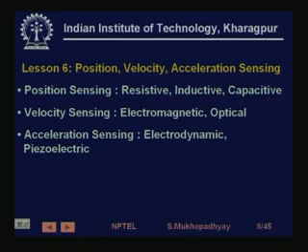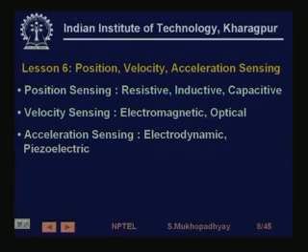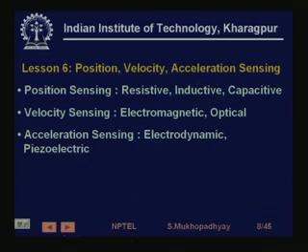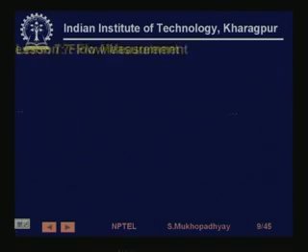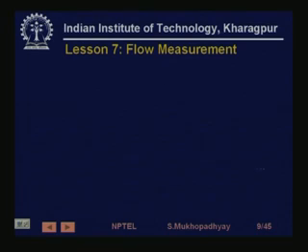Position and velocity sensing are very important for manufacturing, from the point of view of manufacturing accuracies. For example, speed control is actually a very important function. So, we talked about position sensing, various techniques, resistive, inductive, capacitive, velocity sensing, various electromagnetic and optical sensing techniques, as well as acceleration sensing. Then we took a look at flow measurement.